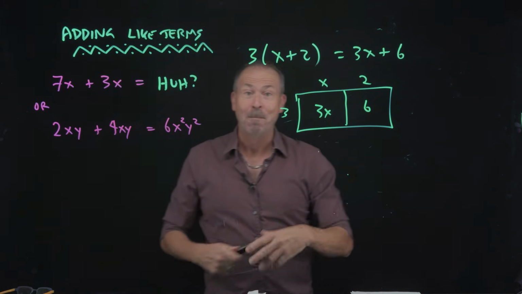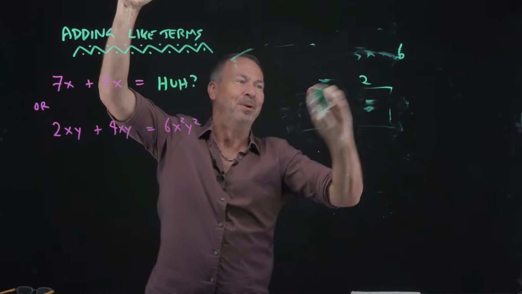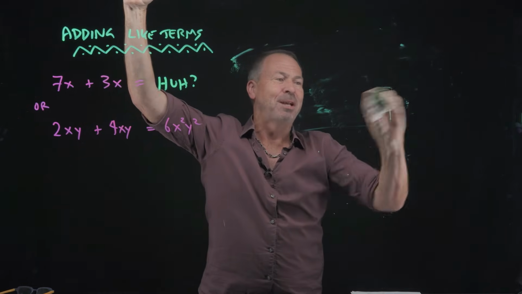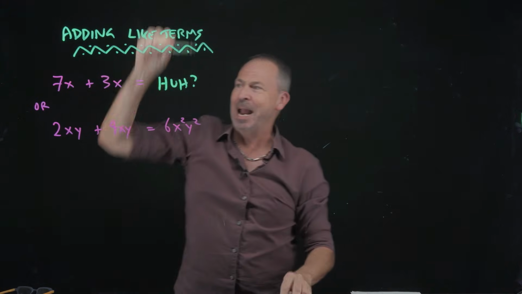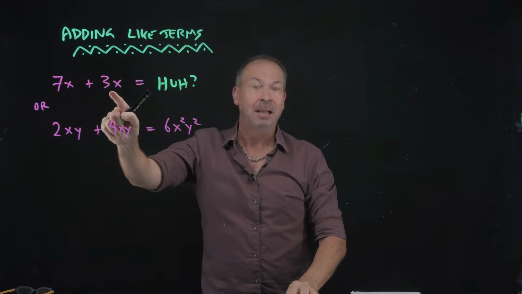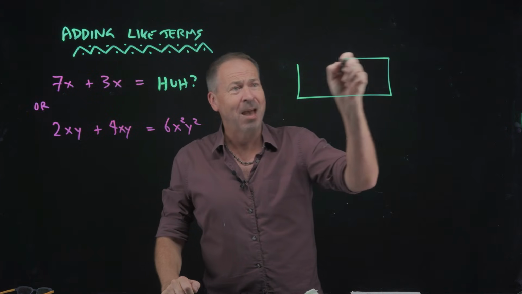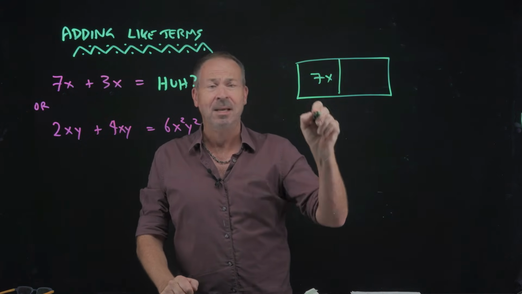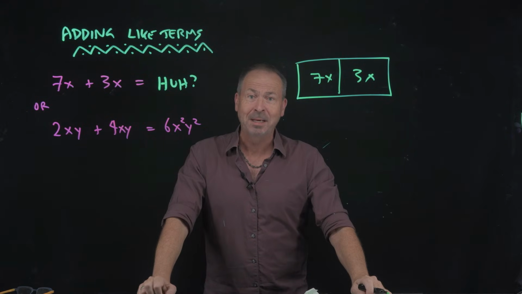And I can even go backwards. For example, I'll do the one that's on the board. Let's look at 7x plus 3x. That looks like 2 areas to me. It looks like an area of 7 times x lumped together with an area of 3 times x. So it makes me think, oh, I must have an area of 7 times x attached with an area of 3 times x. What must the dimensions of the rectangle be?